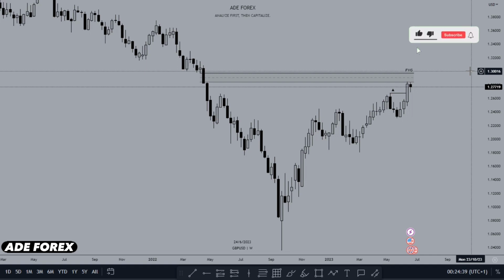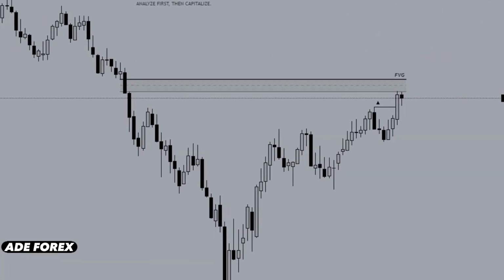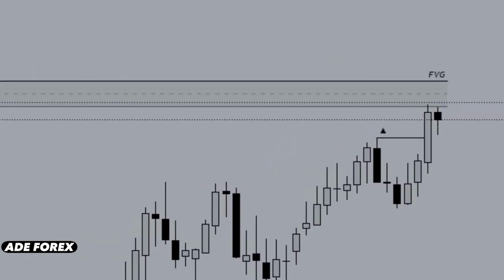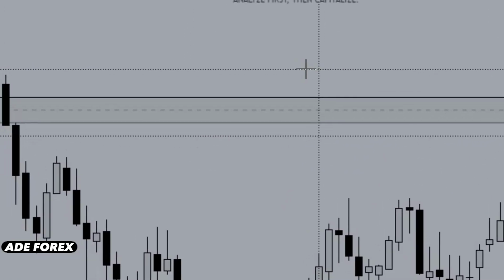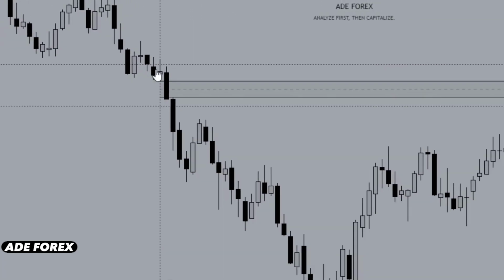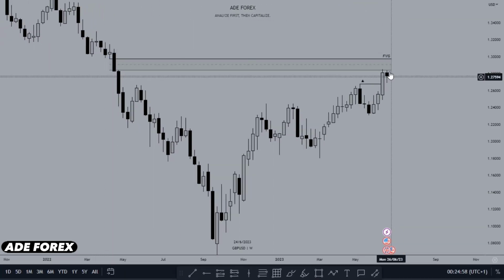All right, so without further ado, let's get straight into the breakdown. Starting off from the weekly time frame, the previous week we tapped into this fair value gap, and I was expecting price to get to this supply zone, this order block. But we had a massive bullish week in the previous week. So my thought process was we were going to get here, but let's go to the daily time frame.